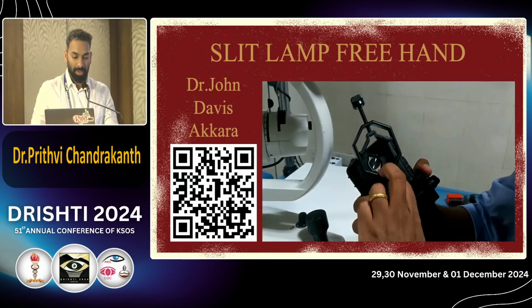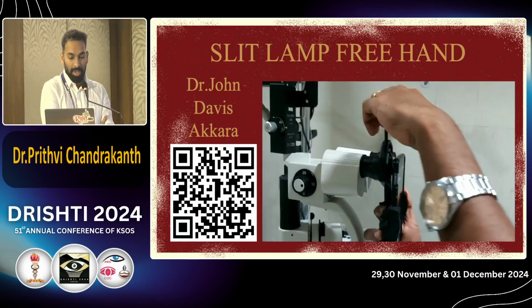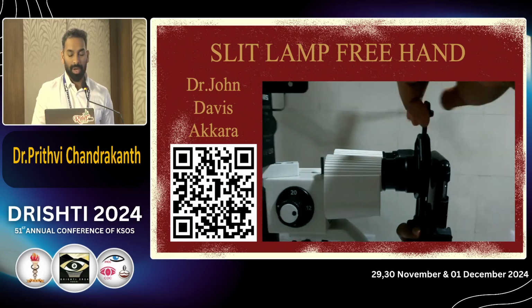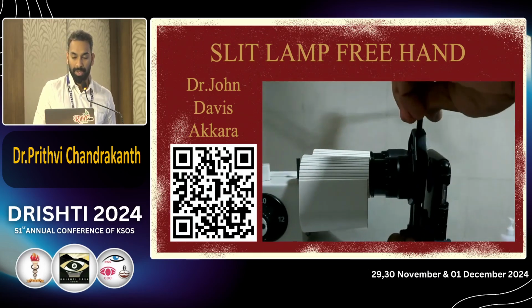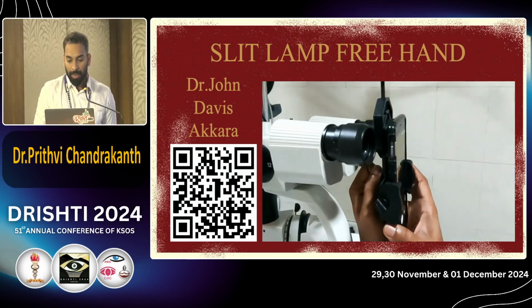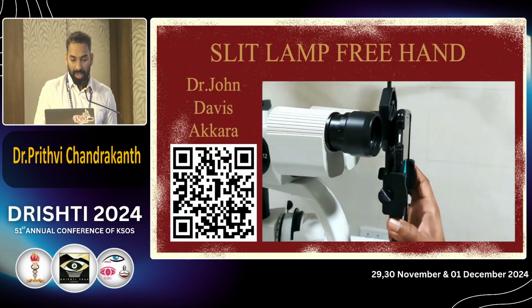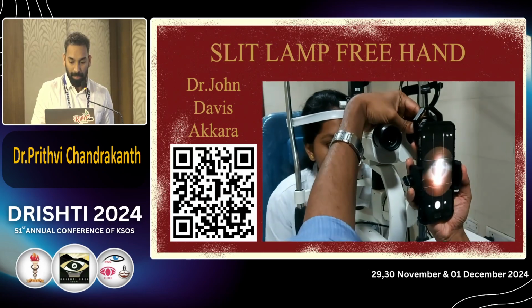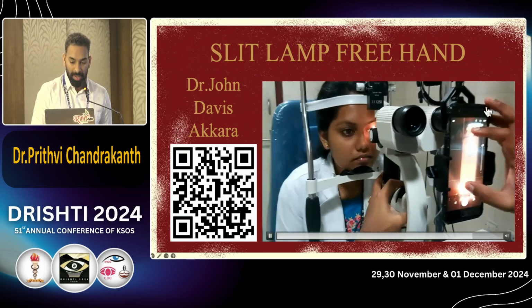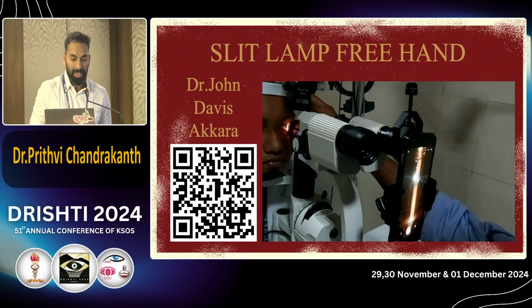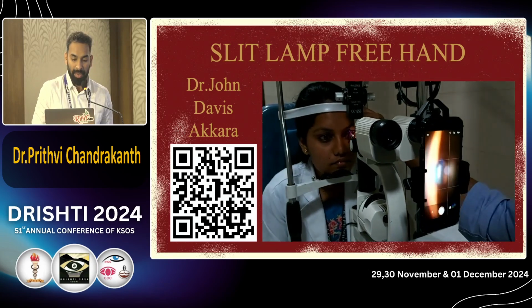You don't have to stabilize with a free hand because it is already fixed to the slit lamp, and it becomes very easy for you to take images. This is how we do it. You just need to adjust the camera in alignment with the eyepiece of the slit lamp. Once you do that, you see a proper circular edge. That is the endpoint, and you can even take fundus images using this.